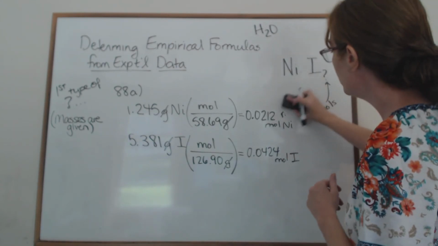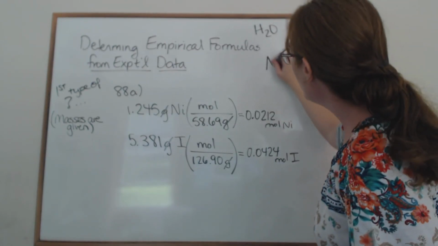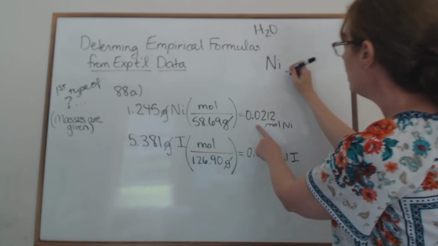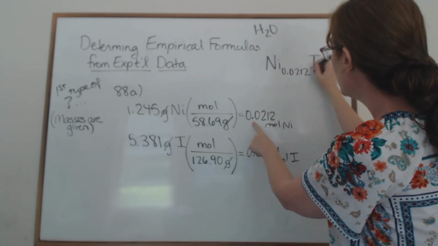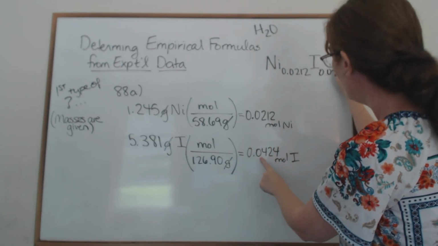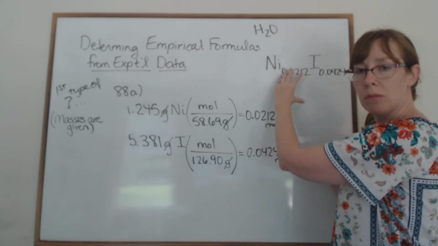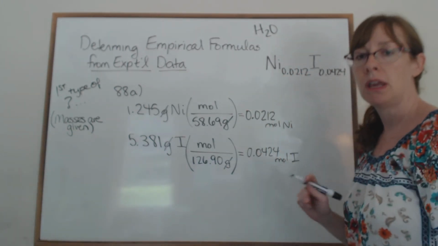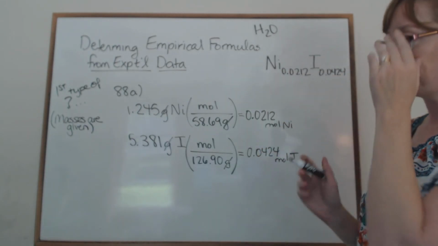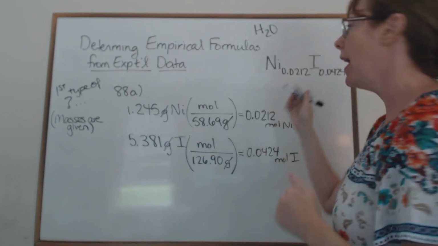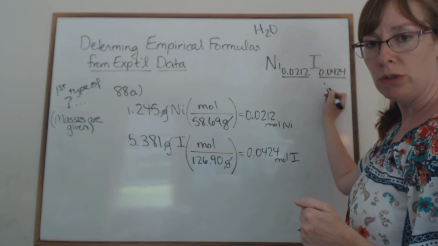All right, now what you do is, we're just trying to figure out the empirical formula. So go ahead and put those numbers in there. So nickel, go ahead and write that, 0.0212, and iodine, 0.0424. You just kind of transplant them, because remember we talked about the subscripts are the moles. Now, that's almost the answer, but you gotta have whole numbers there. So what you do is you divide by the smaller of the 2 numbers. Now you have to just make sure whatever you do to one, you do to the other.